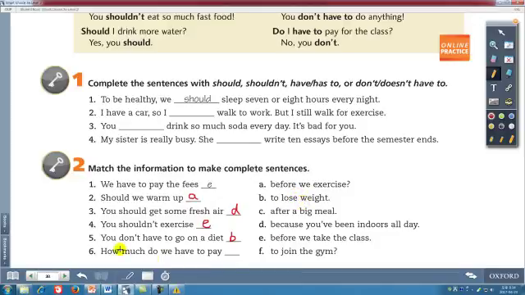All right, last one here. We know this is a question, and there's only one choice to go. How much do we have to pay to join the gym? To join the gym. There you go. Those are your answers for that.